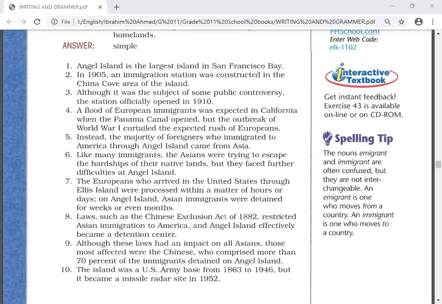It's simple. Simple, perfect. Why? Because it's not complex, it's only one independent clause. Yes, it's one independent clause. We have Angel Island, and this is the subject, and then the verb, and then we have a complete clause. Thank you, Ryan. So number 1, as Ryan said, is simple. Number 2. Who's ready?